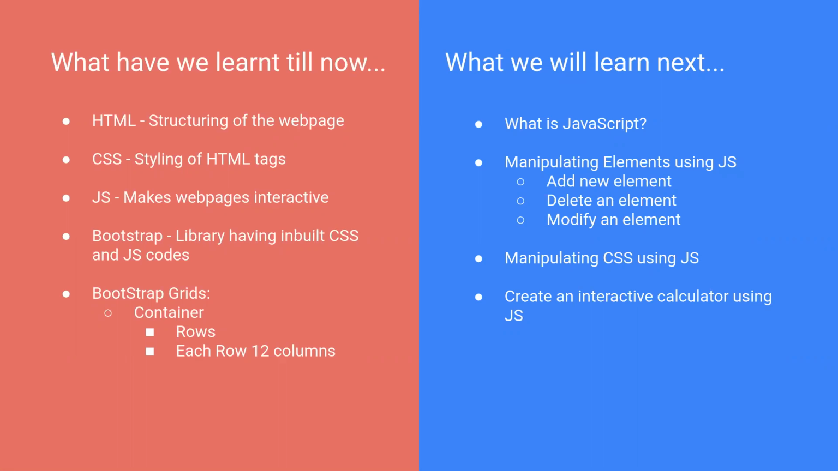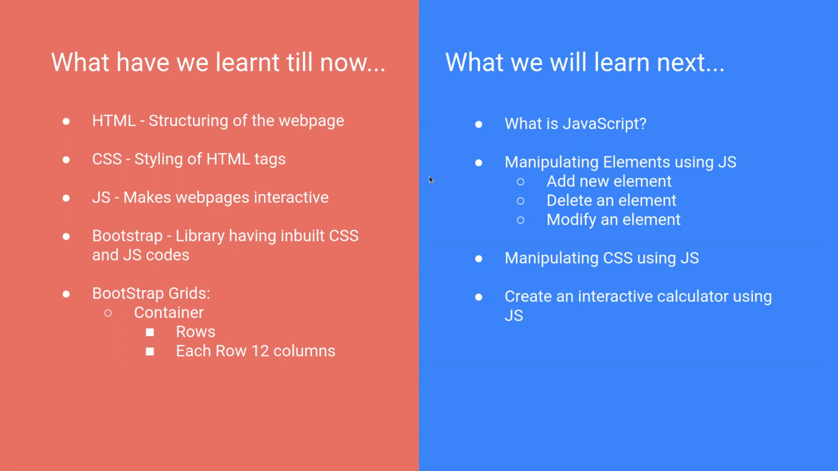Before we get to JavaScript, let's revise a bit of what we have learned till now. So we have seen HTML, which provides us the structure of the web page. We know CSS provides us the style of the HTML tags. JavaScript, which we are going to learn now, makes the web page interactive. Bootstrap is a library having inbuilt CSS and JavaScript codes. And we also saw Bootstrap grids, which contain containers, rows, and columns. So that is what we have learned till now.